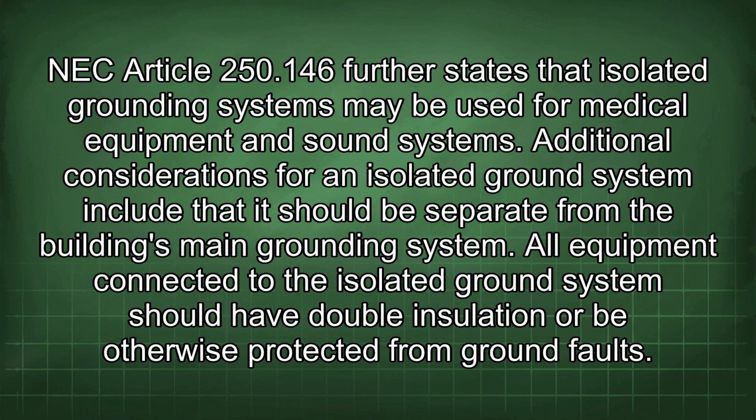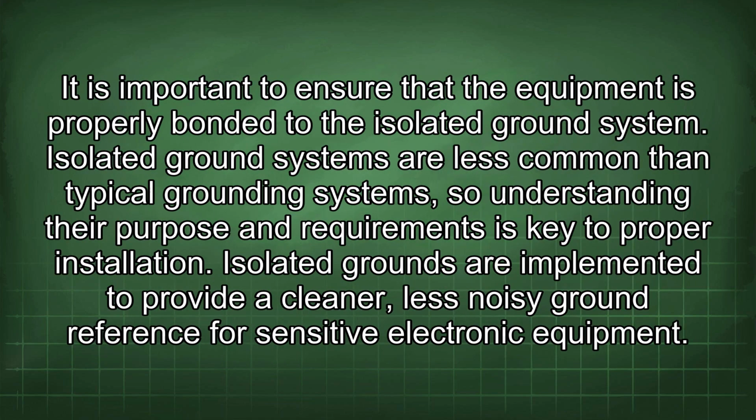Additional considerations for an isolated ground system may include that it should be separate from the building's main grounding system. All equipment connected to the isolated ground system should have double insulation or be otherwise protected from ground faults. It is important to ensure that the equipment is properly bonded to the isolated ground system. Isolated ground systems are less common than typical grounding systems, so understanding their purpose and requirements is key to proper installation.